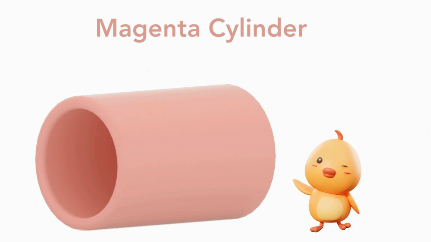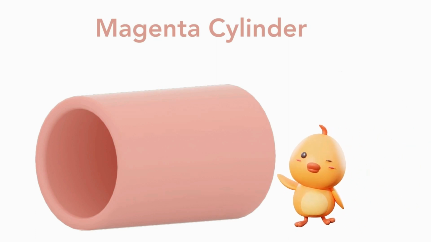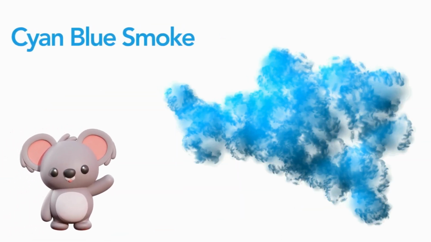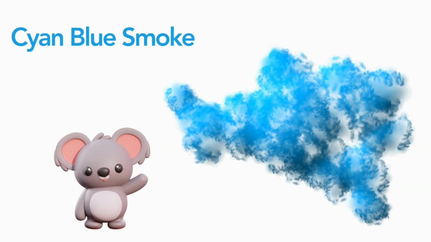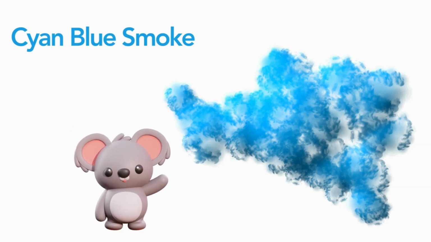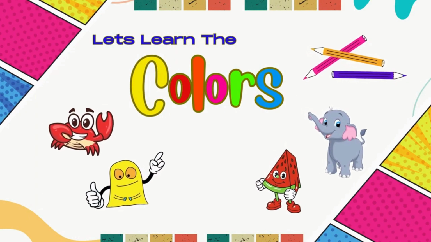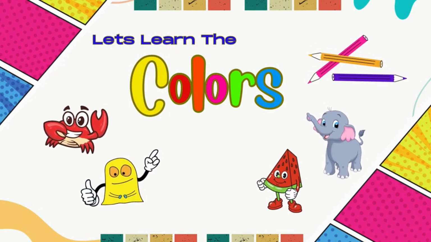Cylinder, this is a magenta cylinder. Smoke, this one is a cyan blue smoke. Let's learn the colors.